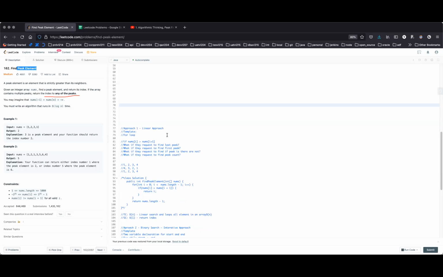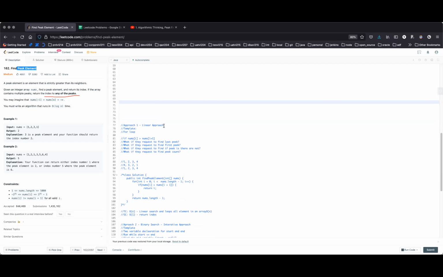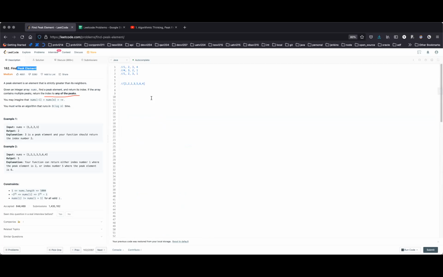Yeah, that's pretty much the approach. We are going to take a mid element. For example, in this one, we would take a mid element and then see for that particular mid element, whether it is going in an ascending order or descending order, right? Then our search should move towards where the ascending goes so that we can find the peak element.